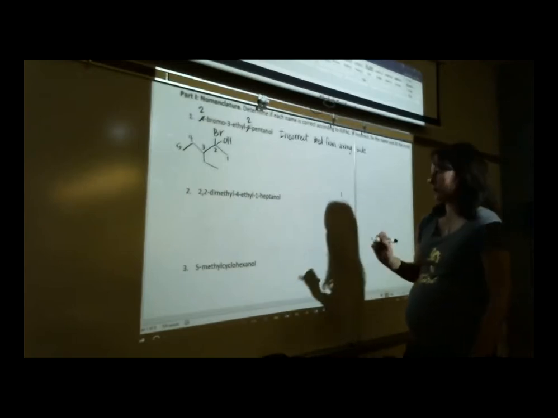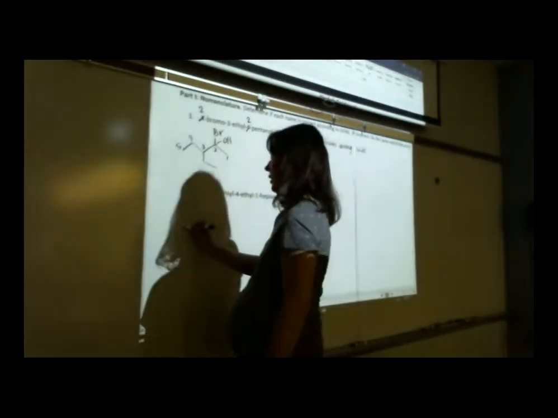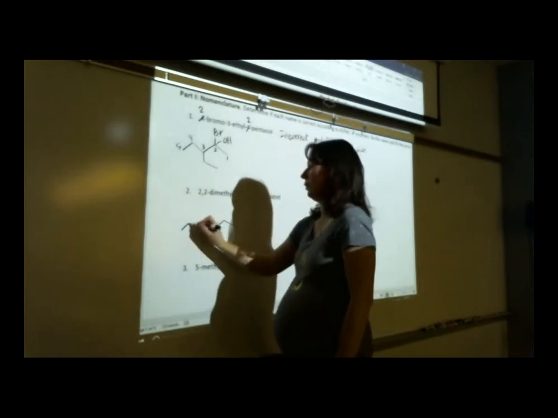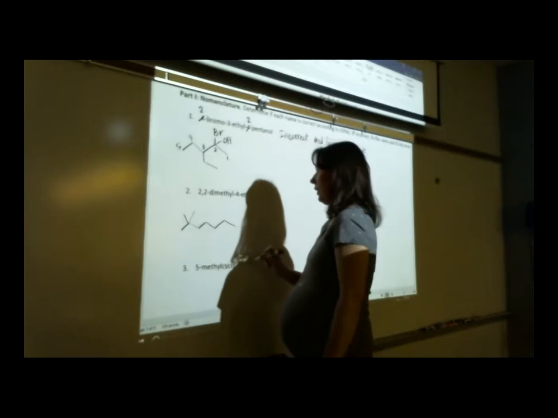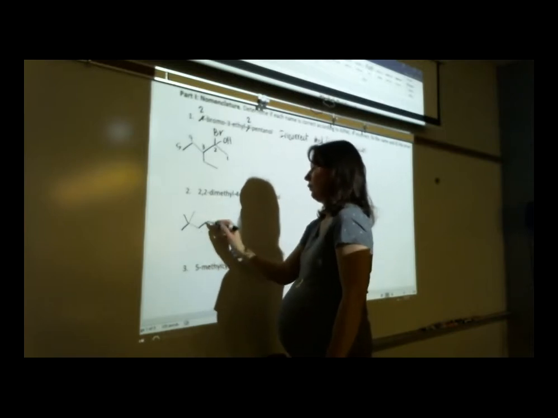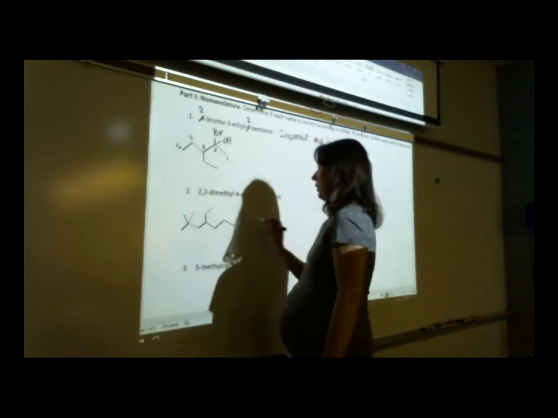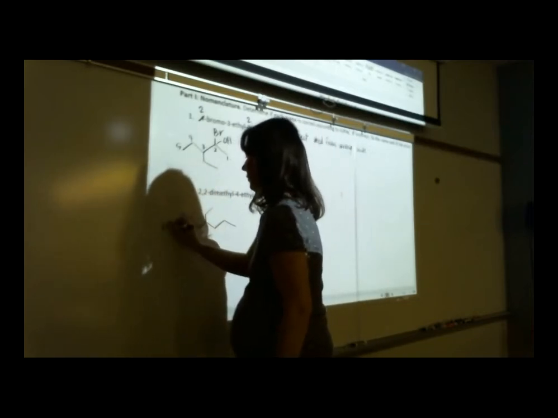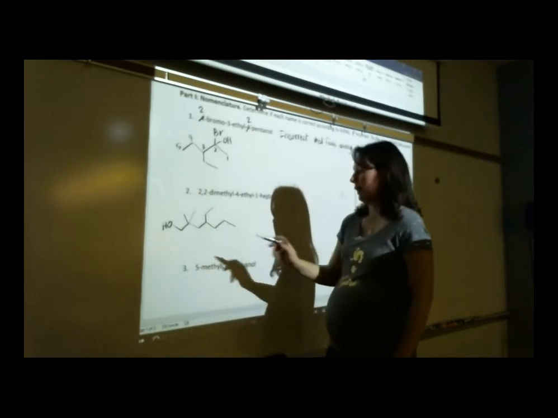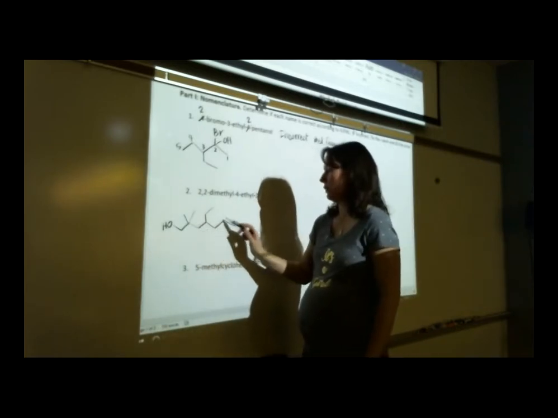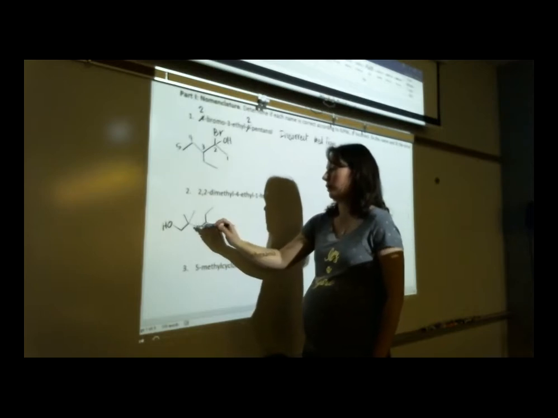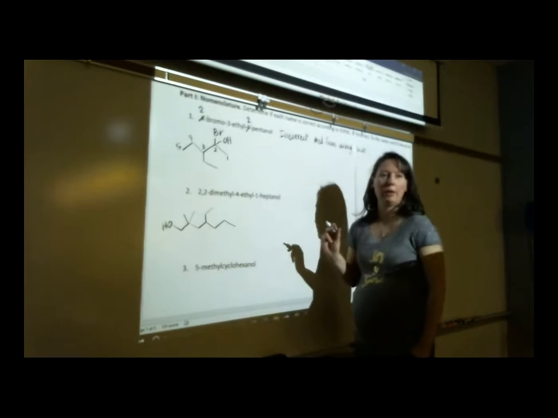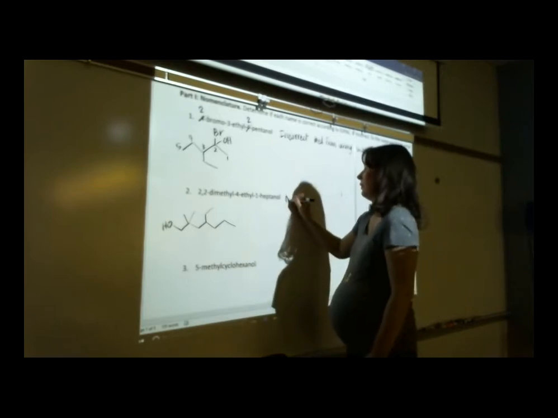All right, let's draw the next one. Hep, it's 7. 1, 2, 3, 4, 5, 6, 7. 2,2-dimethyl. And 4-ethyl. 1, 2, 3, 4. And 1-heptanol. Okay, if we name this 1, 2, 3, 4, 5, 6, 7, we would number this way. It would be 2,2-dimethyl, 4-methyl, 1-heptanol. So is this name correct? Yes.